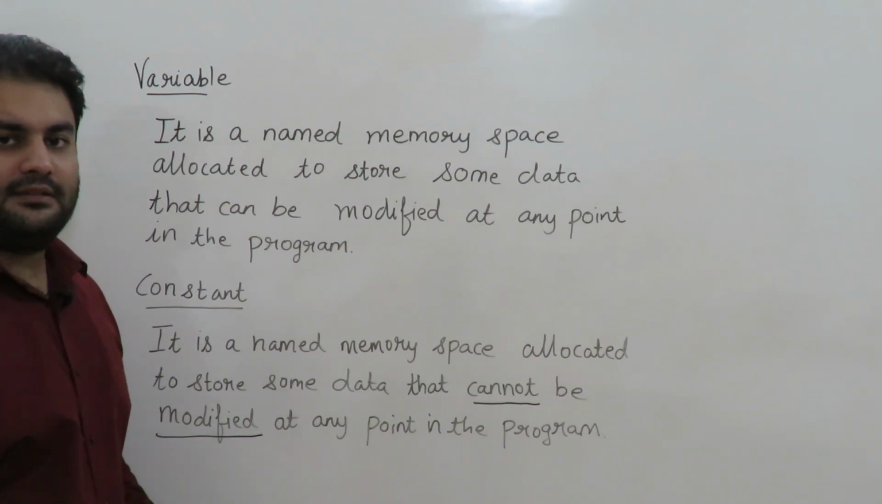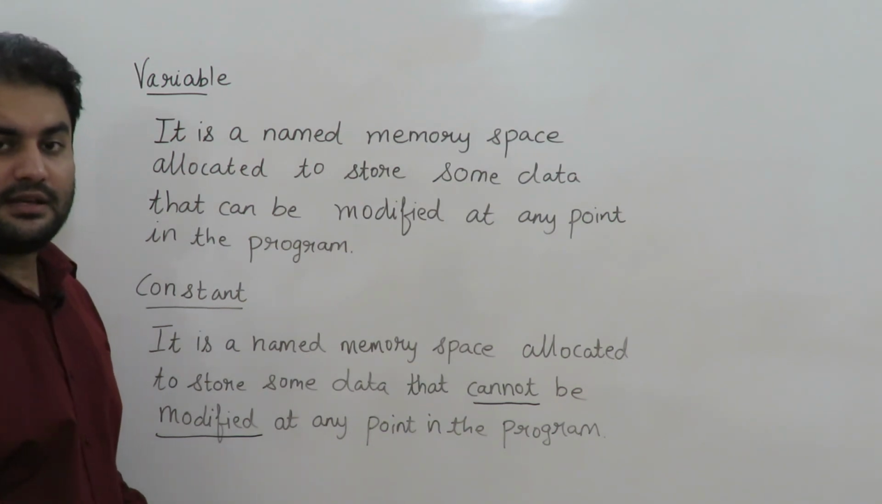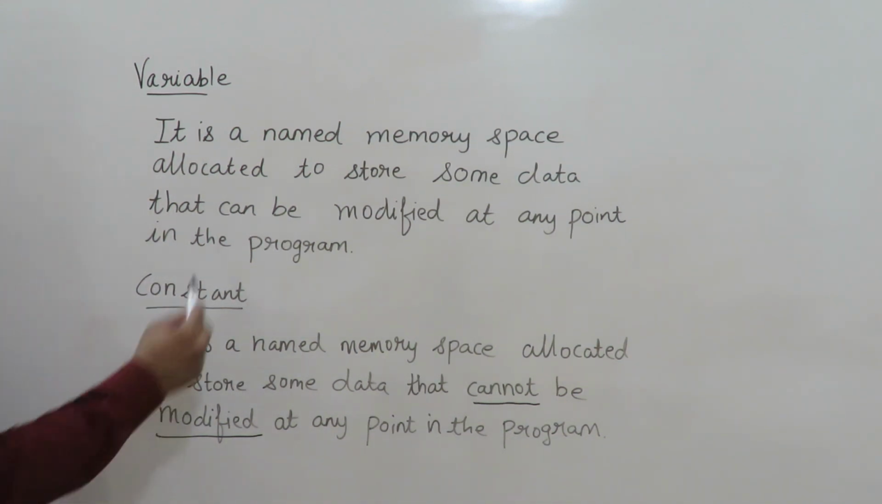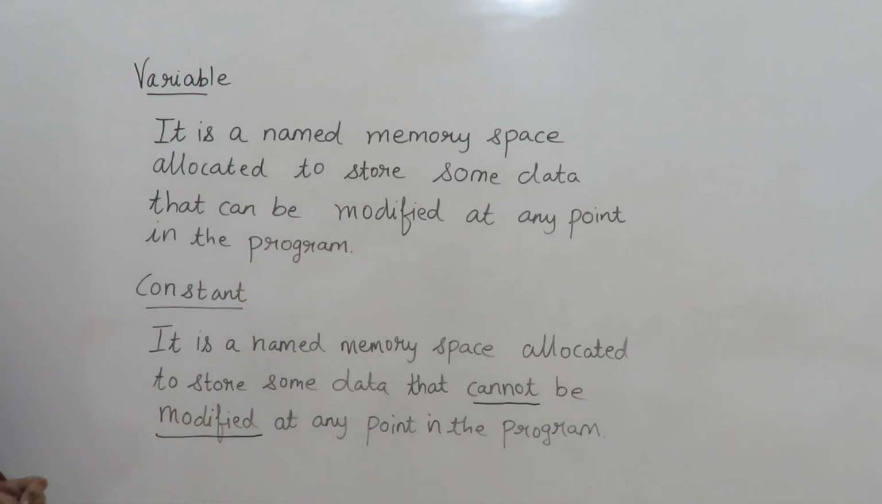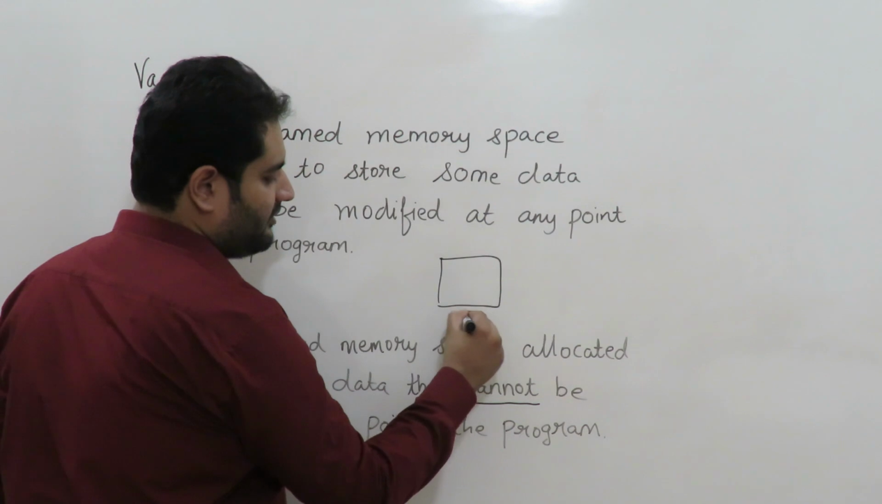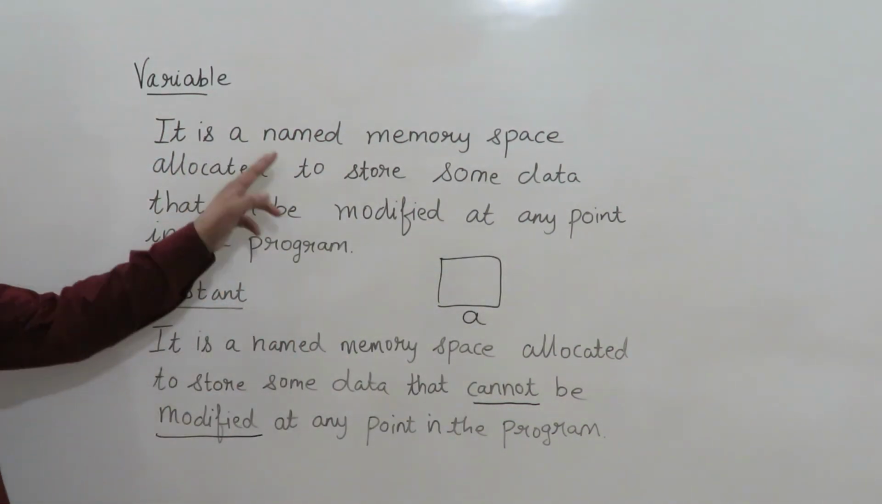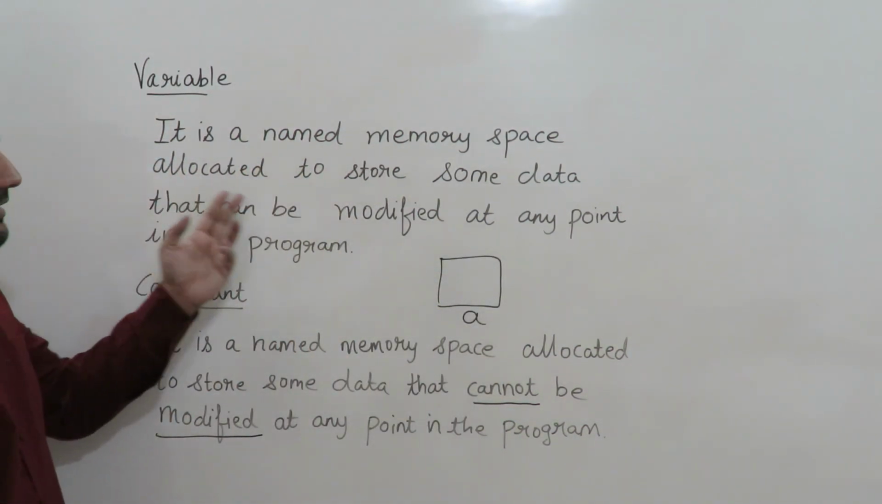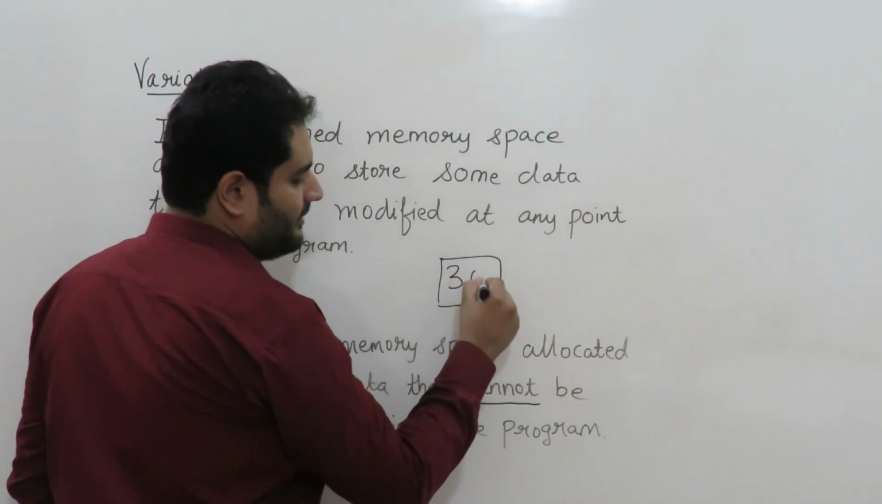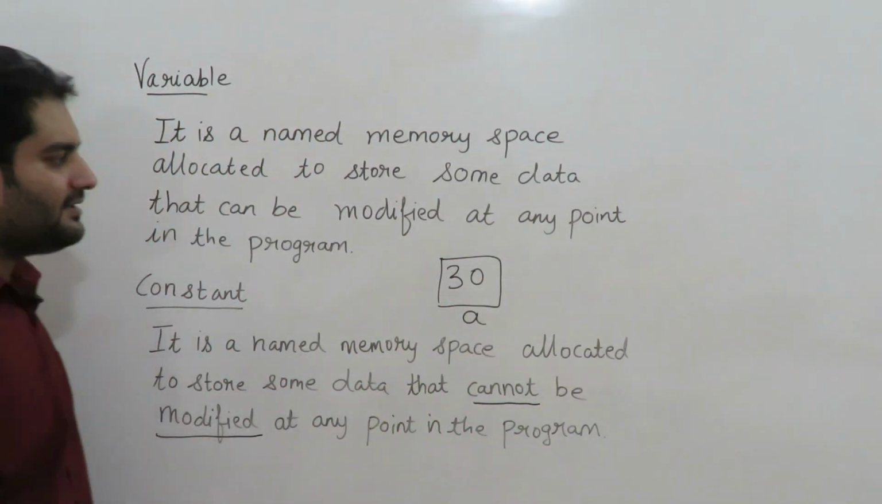To start with the Python programming language, we first need to get familiar with two terms, that is the variable and the constant. A variable is a named memory space. Suppose this is a memory space and it has some name, say A. A variable is a named memory space allocated to store some data. That means we want to store some data in that memory space. Suppose I have stored 30.